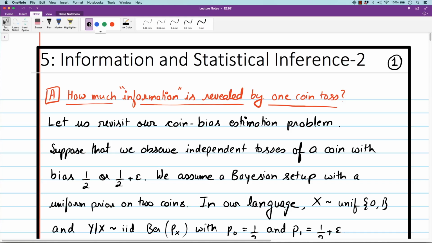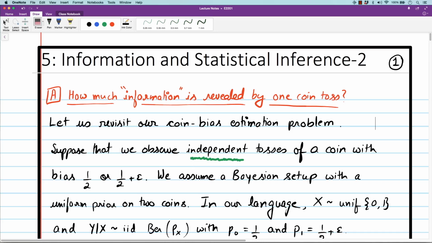So the unknown x is the bias of the coin, and the observed variable is the number of heads that you see in n coin tosses. In particular, we wanted to understand how much information is revealed by one coin toss. So every coin toss, how much information does it reveal about the unknown bias of the coin? All right, that's what we wanted to understand. Remember that we observe independent tosses of a coin. That's our assumption here. The coin tosses that we observe are independent.